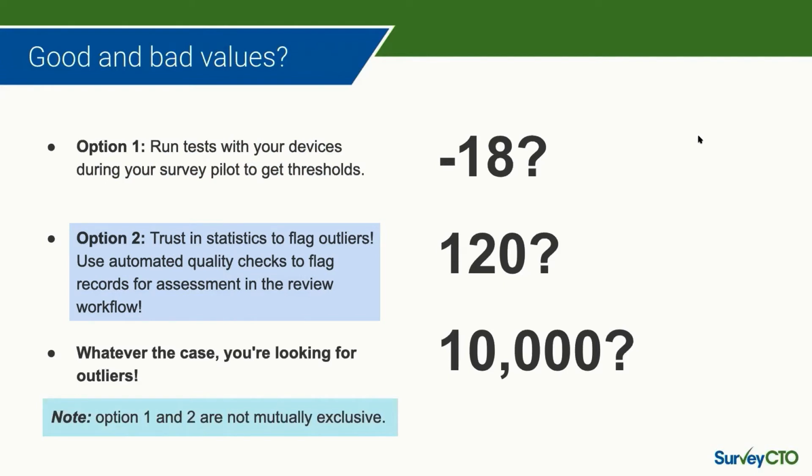Alternatively, you can trust in statistics to flag outliers. Use automated quality checks to flag records for assessment in the review workflow. These two options are also not mutually exclusive. Option 2 can be used to reinforce a better version of option 1. You can use statistical outliers automatically identified by our software to help you determine the correct threshold. But in general, what we're doing is we're looking for outliers.